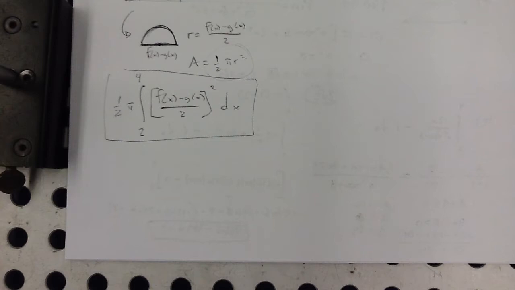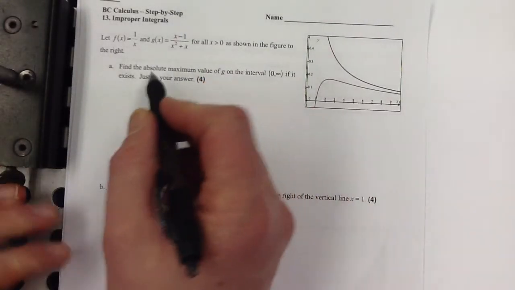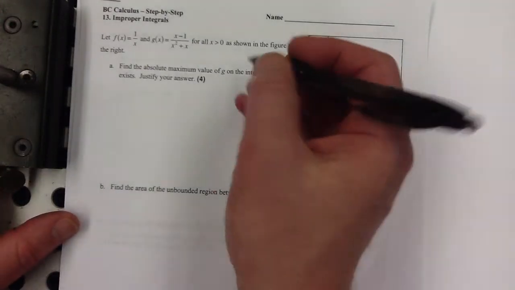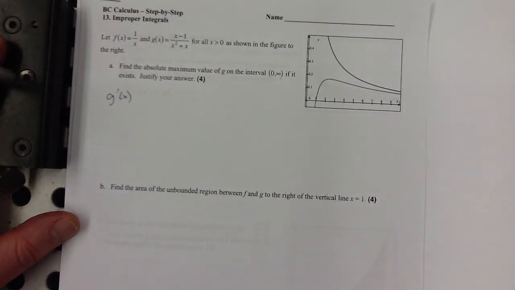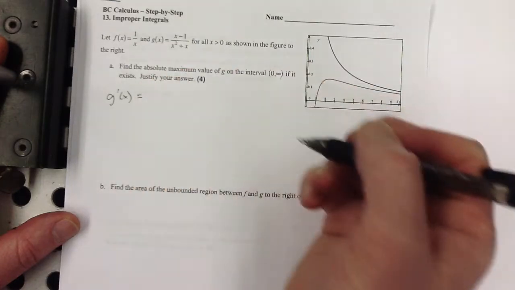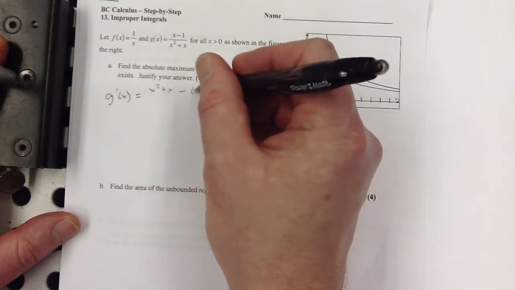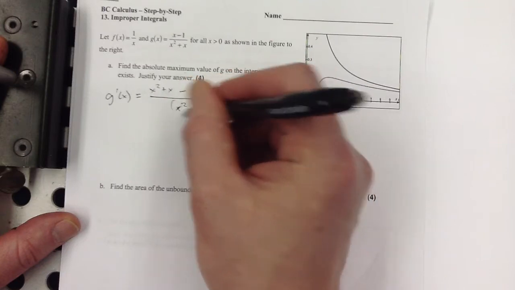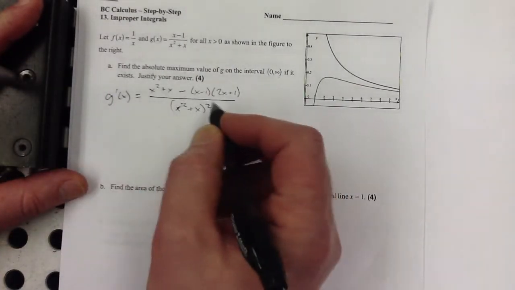Number 13. Let's see. We want to find, first of all, the absolute maximum value of g on the interval from 0 to pi, if it exists, and then justify our answer. Okay, so here's the g of x function. If I want to find the maximum of it, look for places where the derivative is equal to 0. So the derivative of that would be low d high, that's just 1, minus high d low over low low. Interested in where that is equal to 0. So that's where the top's equal to 0.